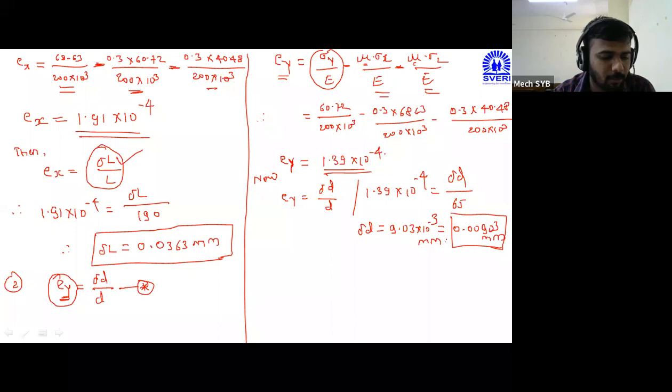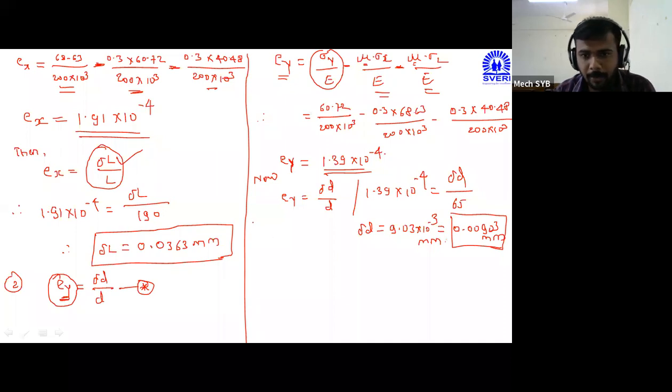Yes, 9.03 into 10 raised to minus 3. Everyone has calculated. I received only 4 to 5 answers in the chat box. 1.39 everyone has received, but the change in depth or change in height, 9.03 into 10 raised to minus 3. Those who have calculated the change in depth can go for the further calculation, epsilon z. 9.03, 9.035, no problem, all the answers will be there.